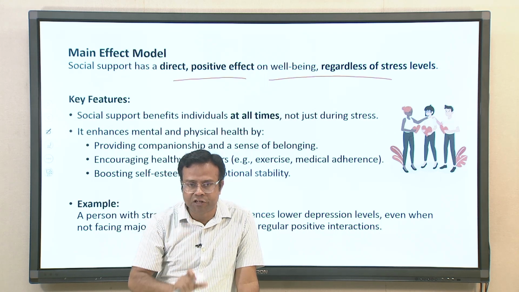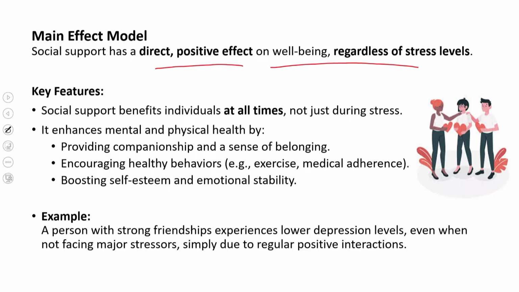So, what are the key features of this model? It says social support benefits individuals at all times, not just during stressful situations. It enhances mental and physical health by providing companionship and a sense of belongingness, which is required at all times, not just in a crisis situation. People want to belong to a group, a friend circle, whatever it is, and they also need companions. So, by providing that, it fulfills a basic need of people and contributes positively to well-being.